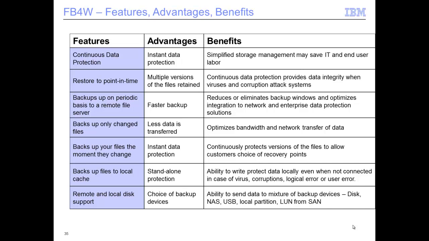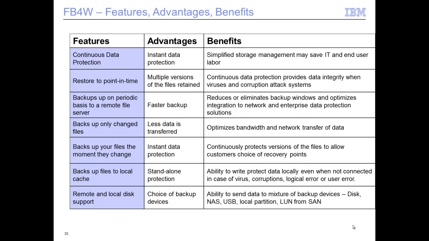This chart looks at the features and benefits of FastBack for Workstation. This includes the continuous data protection, which allows us to back up files the instant that they're changed, being able to restore to a specific point in time, being able to back up those files to remote locations at a periodic schedule, being able to back up only the changed files. FastBack for Workstation, both when we do the local cache backup as well as when we back up to remote locations, is just backing up new or changed files.